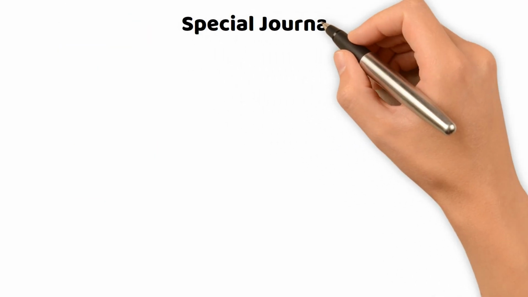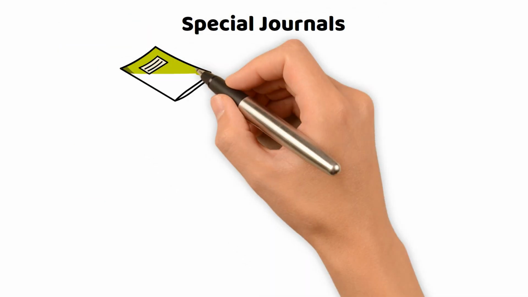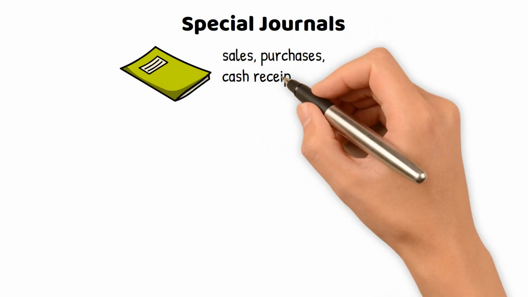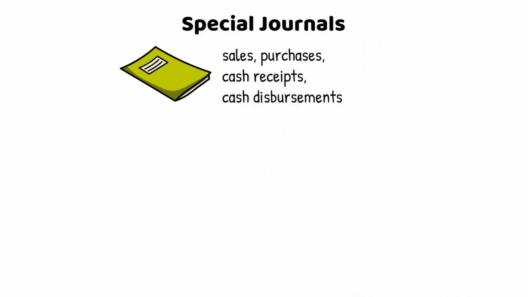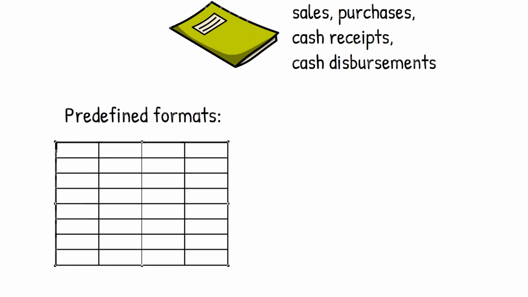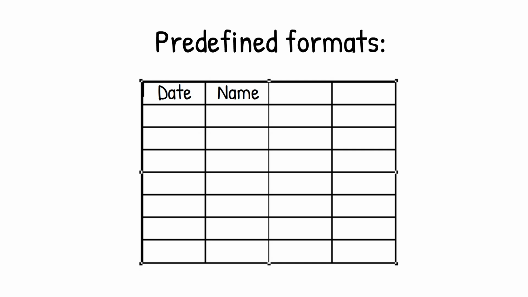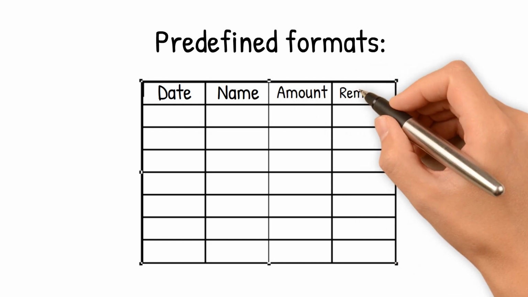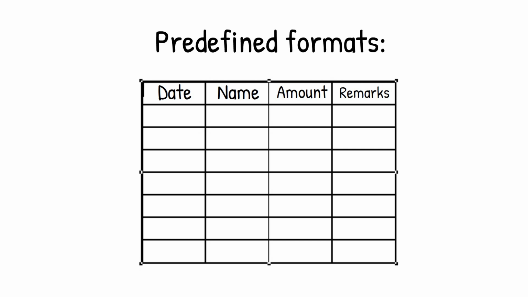Special journals. Special journals are accounting books that record specific types of transactions, such as sales, purchases, cash receipts, and cash disbursements. They have several features that make them useful for recording and organizing accounting data. Predefined formats. Special journals have predefined formats tailored to the recorded transaction type. For example, a sales journal will have columns recording the date, customer name, sales amount, and other details specific to sales transactions. This allows for consistent and accurate record keeping.